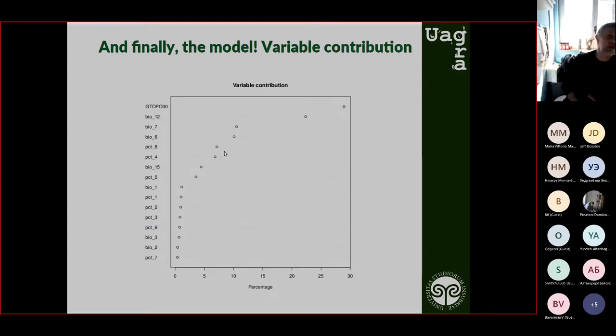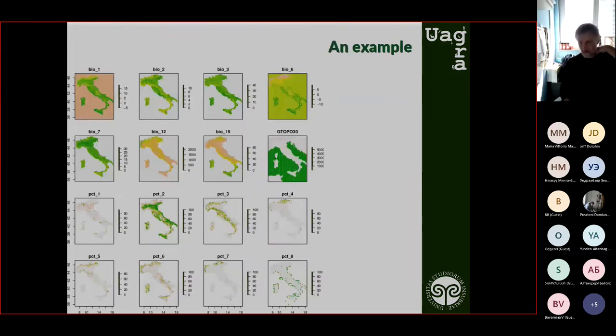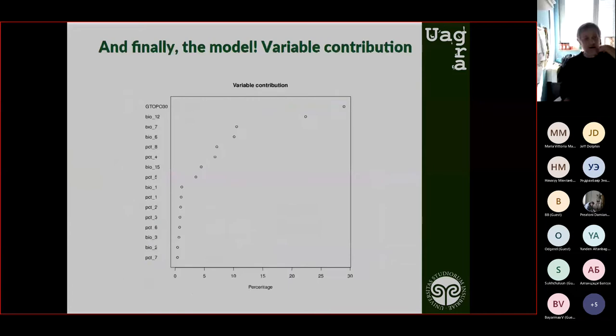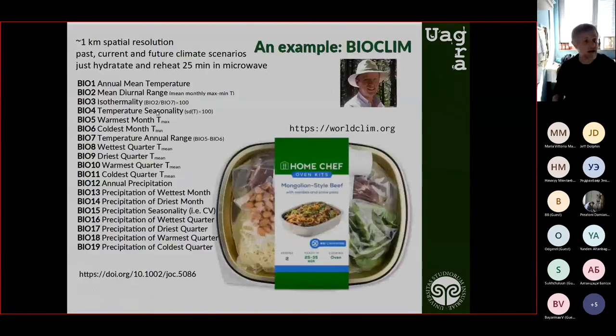Another thing you have to look at before making the map is the weight of the ecogeographical variables. You always have a plot like this one, a variable contribution plot. In this case, it refers to the variables I've shown you before. You see that the most outstanding variable, almost 30% contribution, is the elevation, GTOPO30. The second most important, up to 22%, is Bio 12. Who is Bio 12? Let's go back a tad, because it says BioClim, Bio 12. Bio 12 is rainfall, annual precipitation.